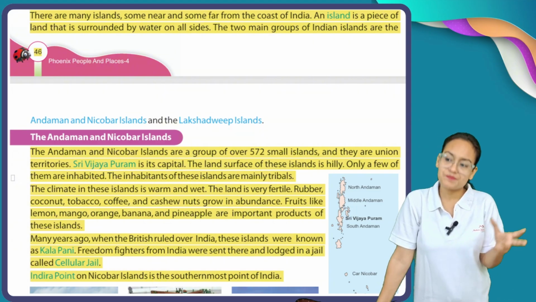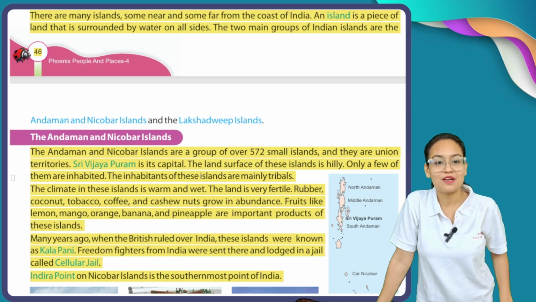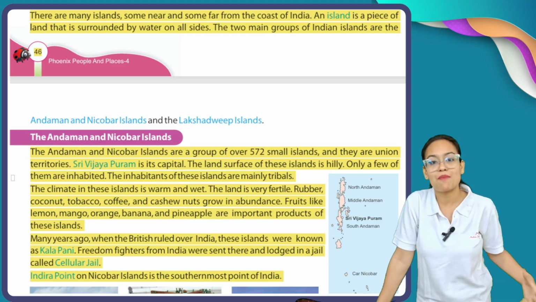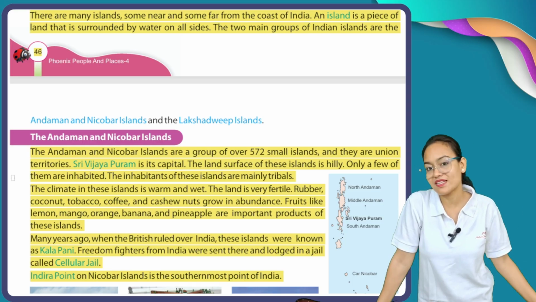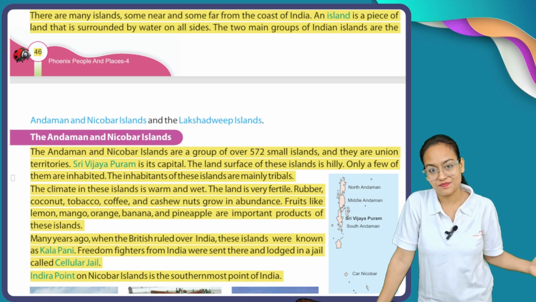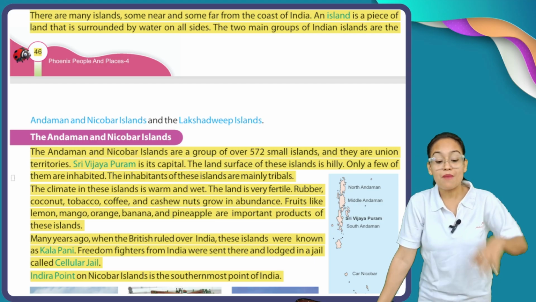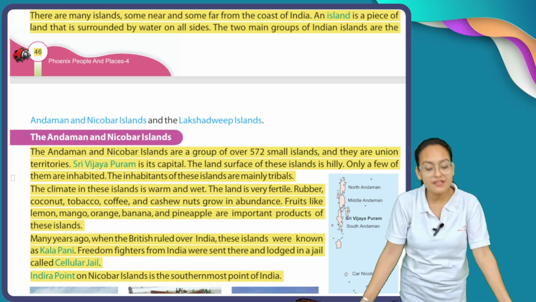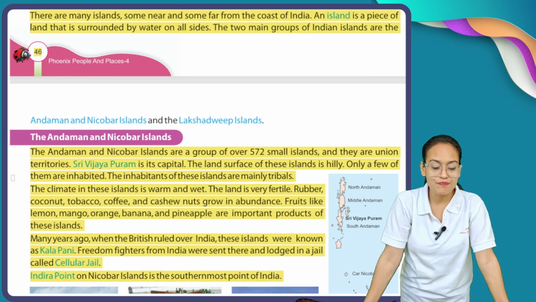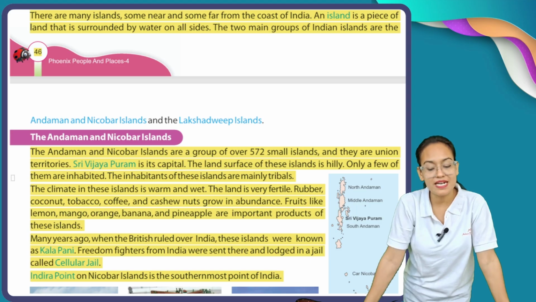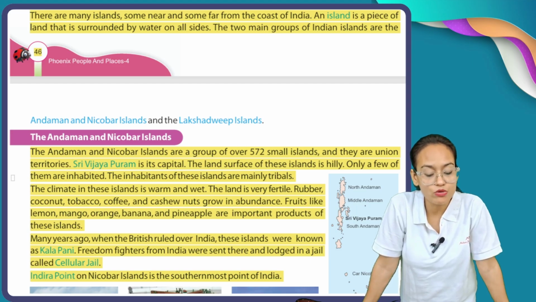But you know what? There is a very interesting fact about Andaman and Nicobar Island. Have you heard about Kala Pani ki saza? Okay, Kala Pani. Veer Savarkar got Kala Pani ki saza. Okay, Kala Pani means what? Okay, let's have a look. Many years ago, when the British ruled over India, these islands were known as Kala Pani. Freedom fighters from India were sent there and lodged in a jail called Cellular Jail.